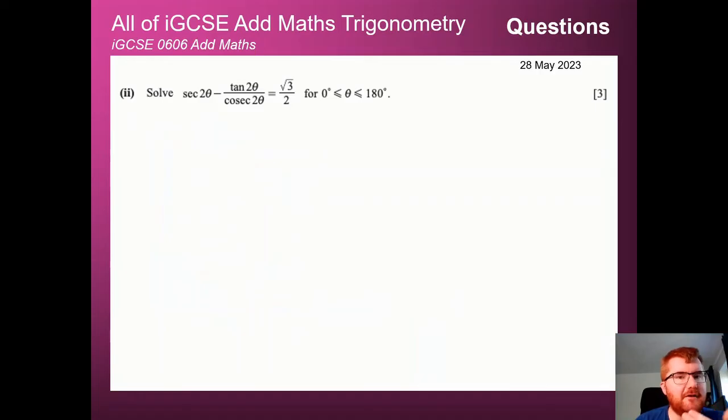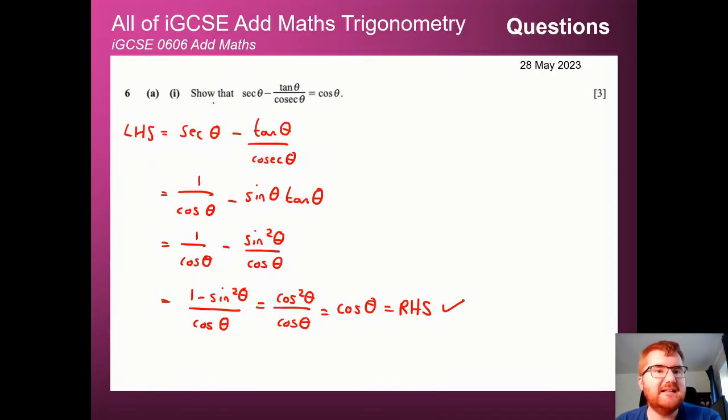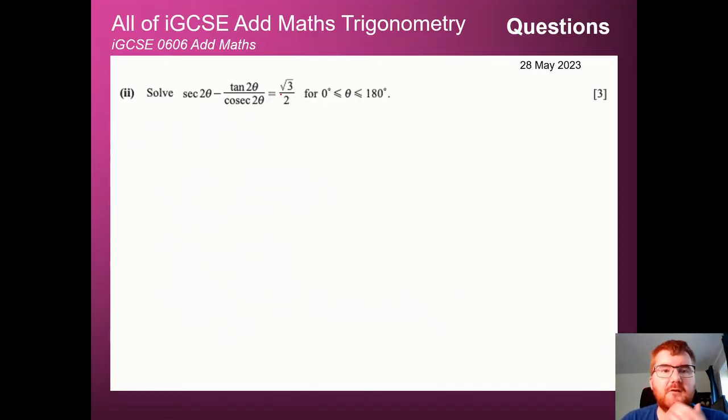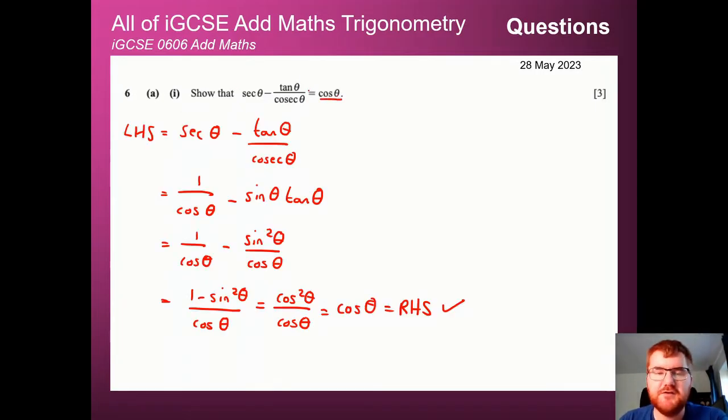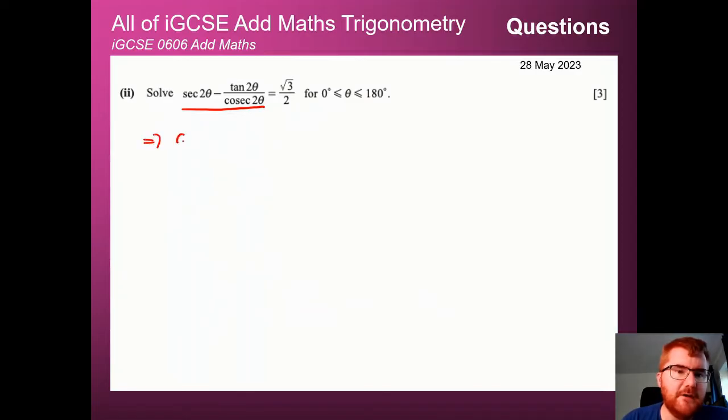From there, and this is a very common kind of question, we're now using what we've just done, because notice this is exactly the same, but instead of theta we have 2 theta. We need to solve this equal to root 3 over 2. So notice we can change this whole thing to just cos 2 theta. Something to look out for here. So cos 2 theta is equal to root 3 over 2.